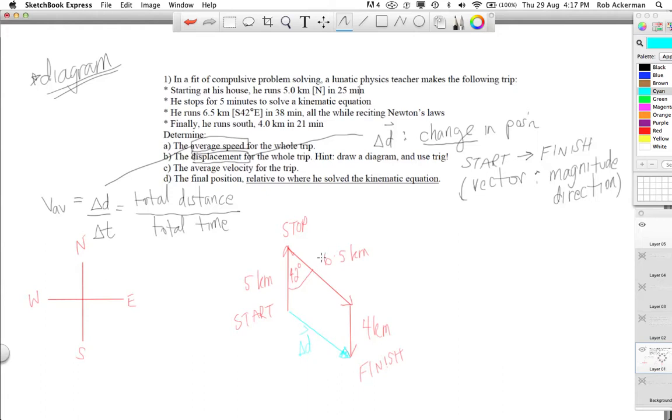Now, it looks like a parallelogram. Is it parallel? Well, no. One of the sides here is 5 kilometers long, and the opposite side is 4. So right away, it can't be a parallelogram. So get that idea out of your head immediately. However, is there some way that we can solve this?